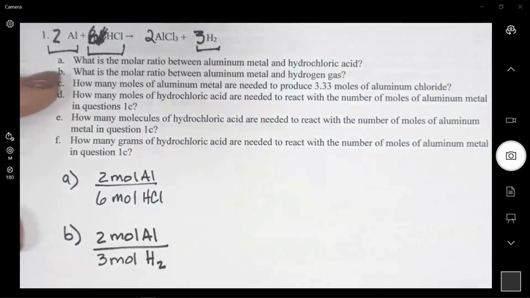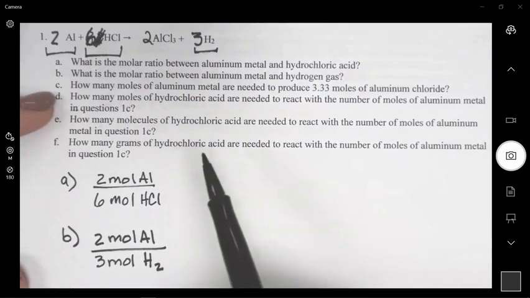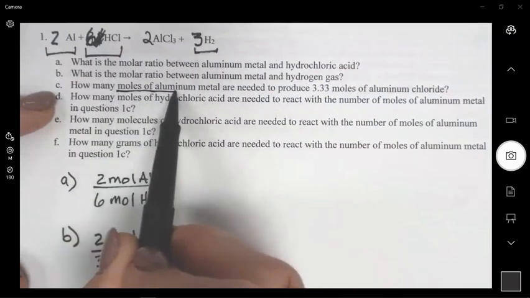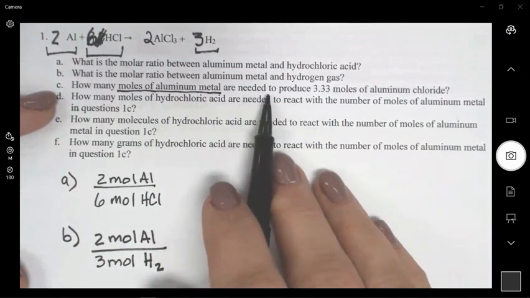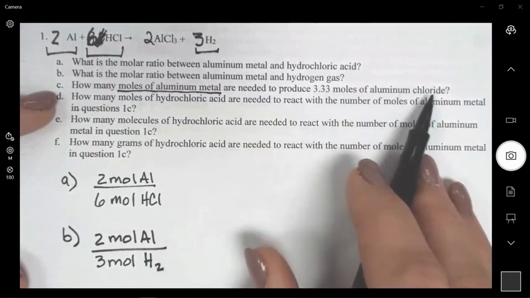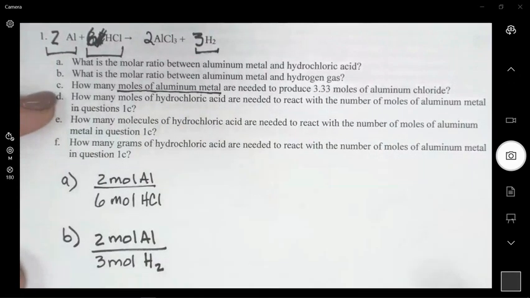With me? Okay. C says how many moles of aluminum metal? So they're asking for moles of aluminum metal. That's what they want. So our answer is going to be blank moles of aluminum metal. And it says are needed to produce 3.33 moles of aluminum chloride. Looking up here, can you tell which formula is aluminum chloride? You sure can now, right?